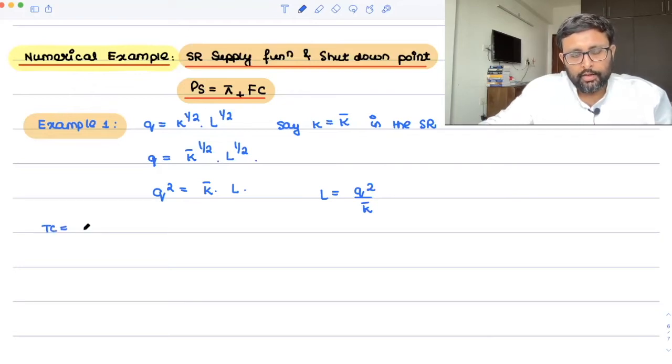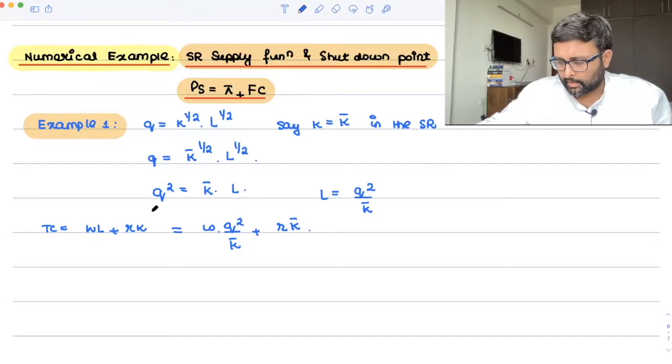Total cost is given by WL plus RK. But in place of L, you can write Q square by K bar, and in place of K, you can write K bar only, plus R K bar. So this becomes your short-run total cost function, because your capital is constant at K bar.